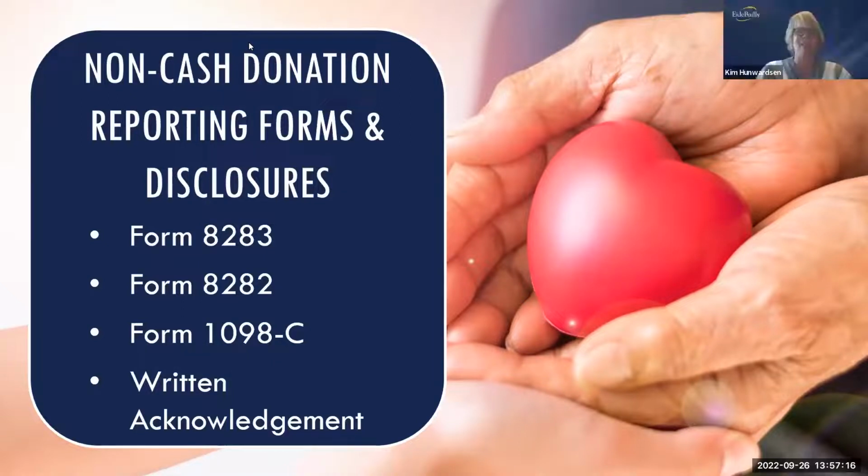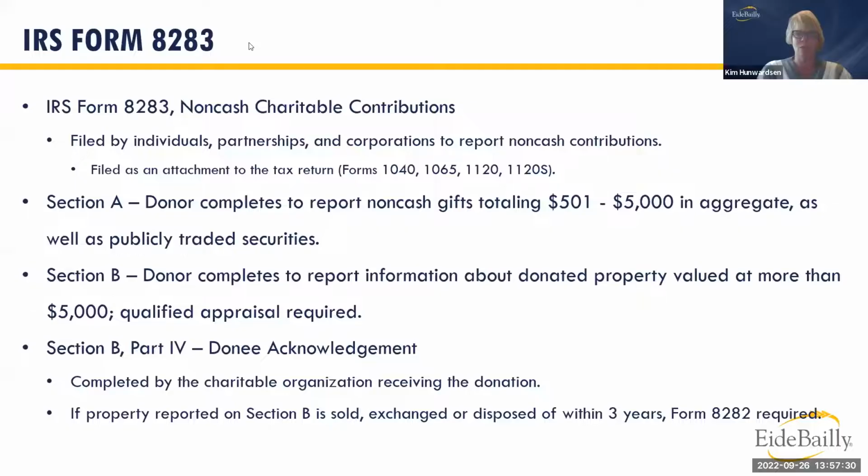Great, thanks, Christine. So I'm going to wrap up just with some non-reporting donation forms and disclosures. This is where I was mentioning before, there are differences when we're talking about cash donations and non-cash. So the first form is a Form 8283, non-cash charitable contributions. This is actually filed by the donor themselves. So they file it on their tax return. And it's filed to report non-cash gifts over $500.